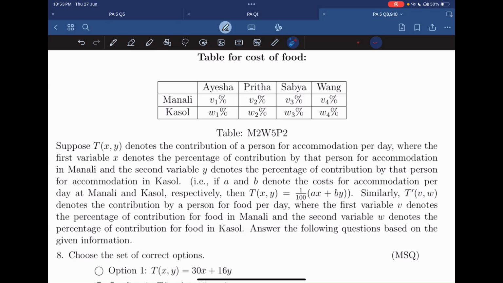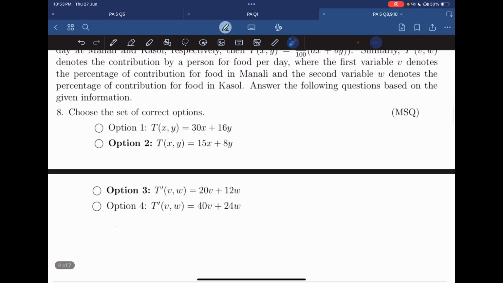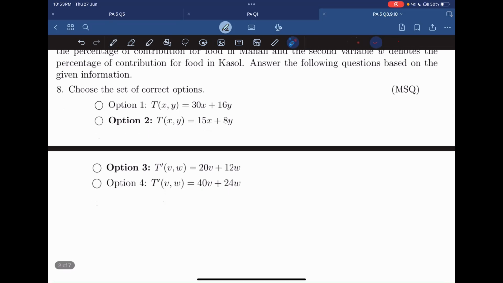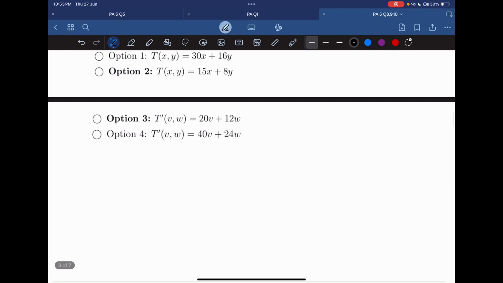because these are the percentage contribution. Similarly, T dash V comma W denotes the contribution by a person for food per day, where the first variable V denotes the percentage of contribution for food in Manali, and second variable W denotes the percentage of contribution for food in Kasol. Answer the following question based on the given information. So, in the first question 8, we are asked to find the definition of T of xy and T dash of VW.